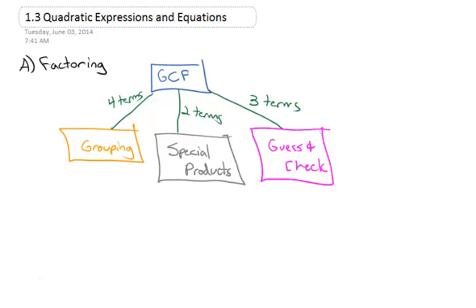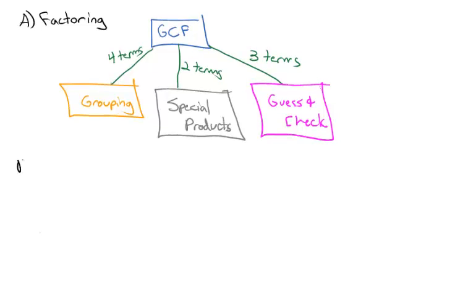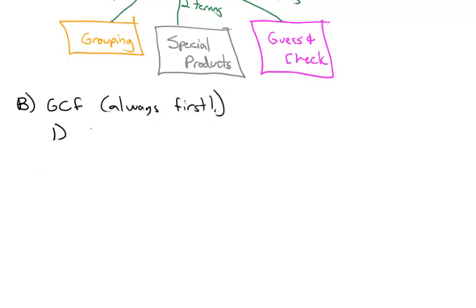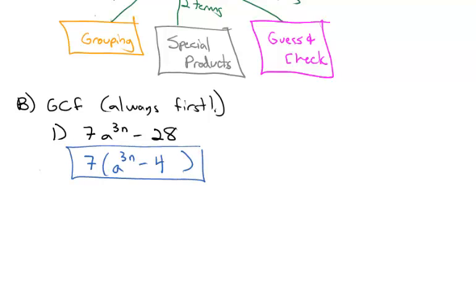First, just basically looking at the GCF example, because we should always do the greatest common factor first. Always. Every problem. Don't forget the GCF first. So if we've got a problem like 7a to the 3n minus 28, what you'll see is both 7 and 28 are divisible by 7, so we can factor that 7 out. And when we divide the 7 out of each term, we're left with a to the 3n minus 4 for our factored solution.